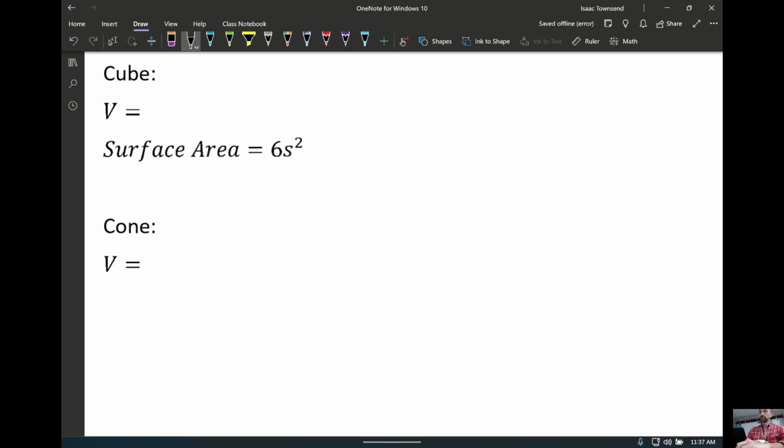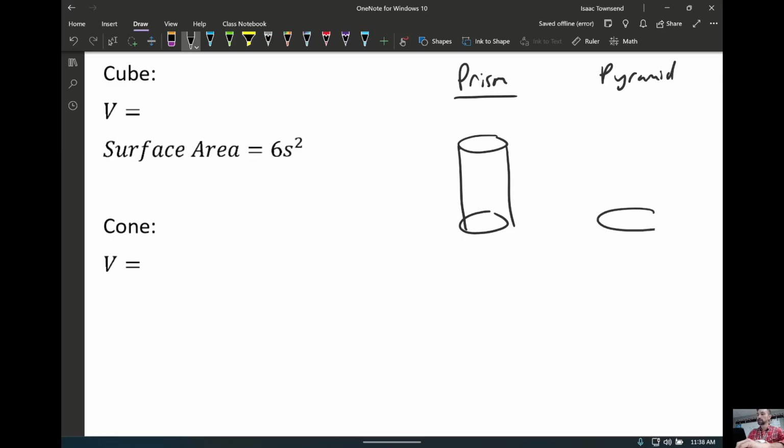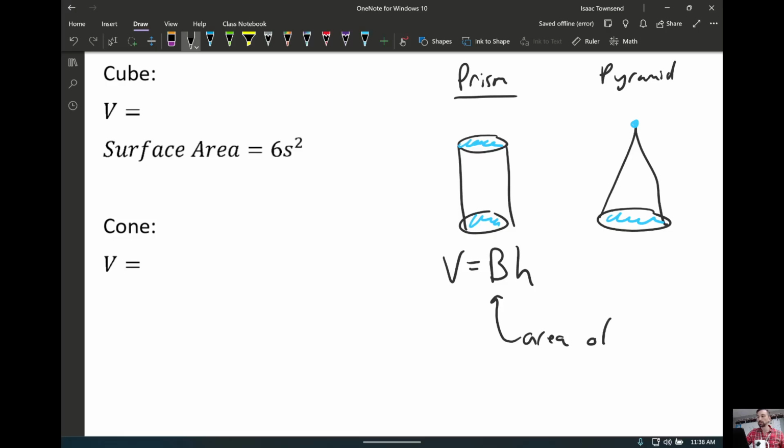So when you're talking about a three-dimensional shape, you could either have two bases, which we would call a prism, or it could have one base and the opposite side could be a vertex, like a cone. And the volume of anything with two bases is going to be capital B times H, where capital B is the area of the base. And the pyramid is the exact same thing, area of the base times the height, but a pyramid is times a third. So a cone is a type of pyramid because it's got one base and one vertex. So it's going to be one third the area of the base.